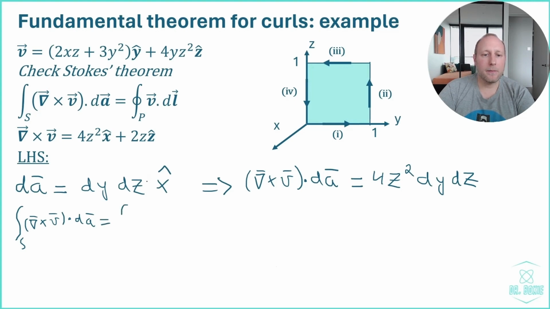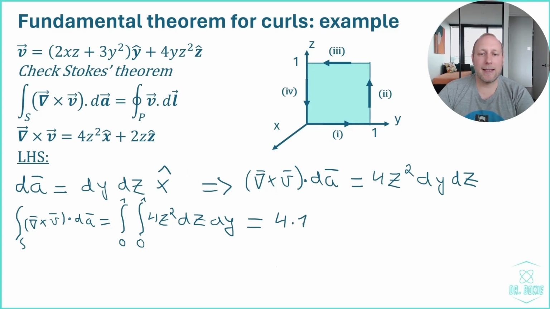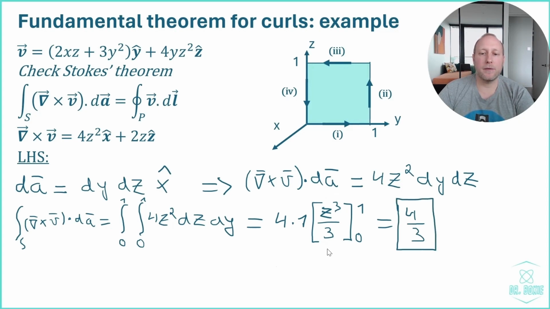And so the surface integral of the curl of V is the double integral over y and z, both of them going from 0 to 1, of 4z squared. Now the 4 can be taken out of the integral, and the y integral can be solved immediately because there is no y dependence in the integrand, so that just gives us 1, multiplied with the integral of z squared dz, which is z cubed divided by 3, evaluated between 0 and 1, which finally gives us 4/3. So the left-hand side of the theorem, the surface integral of the curl, gives us 4/3.